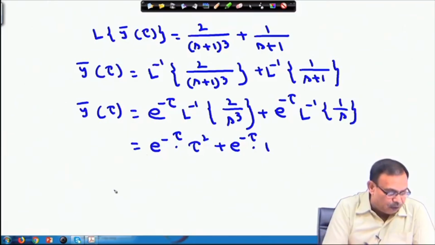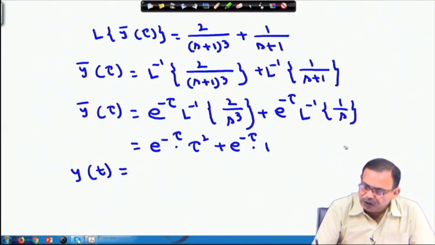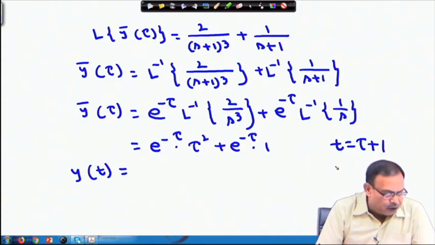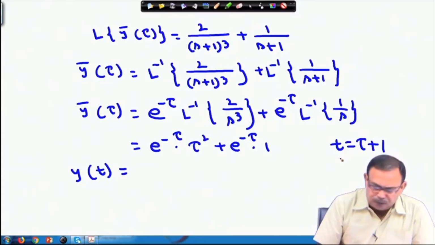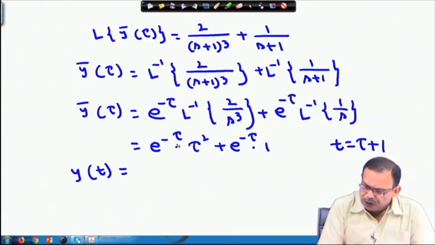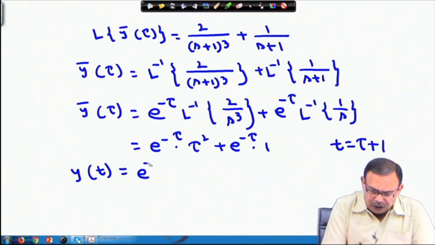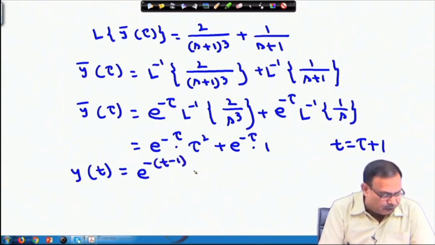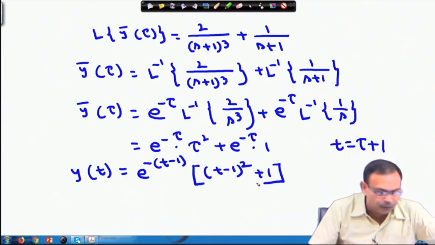Once I obtain y tau, then I can find the value of y t. What I have assumed is t equals tau plus 1, so your tau will be t minus 1. So y t equals e power minus t minus 1 into t minus 1 whole square plus 1. You will obtain the result as this one.